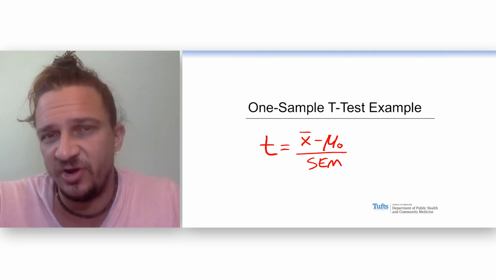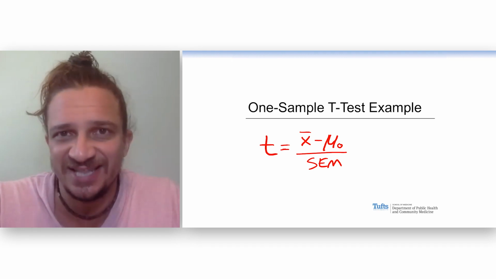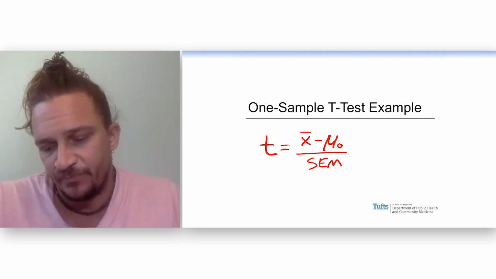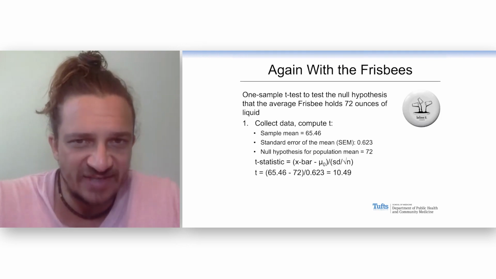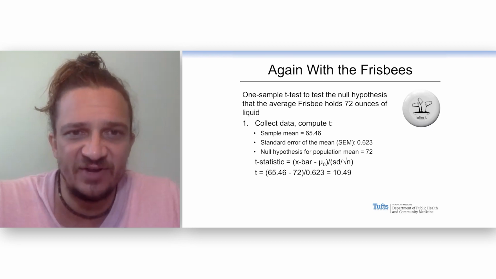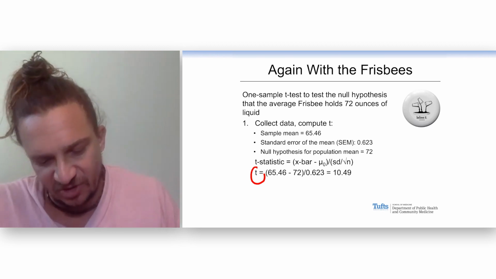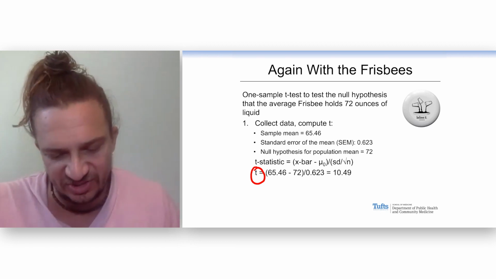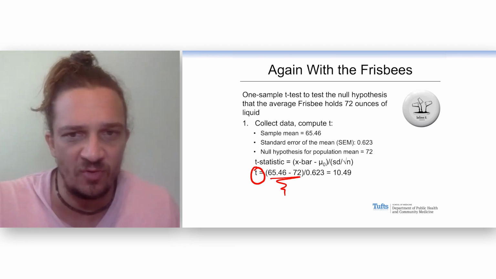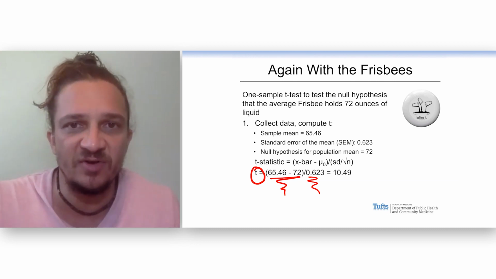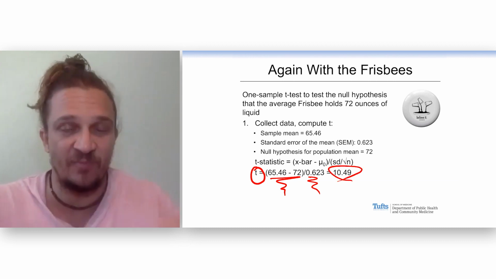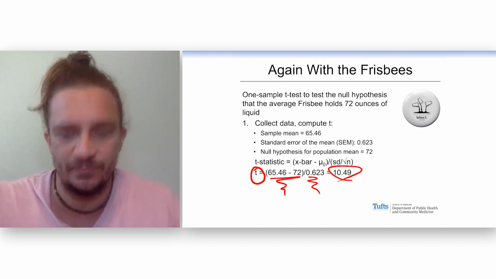I'm going to show you here how you can run a one sample t-test in Stata. So we have this hypothesis that you can fit 72 ounces of beer inside a Frisbee. T is our one number summary of the data. We saw how this is calculated. The numerator, the denominator is the SEM, and we get this number of 10.49.